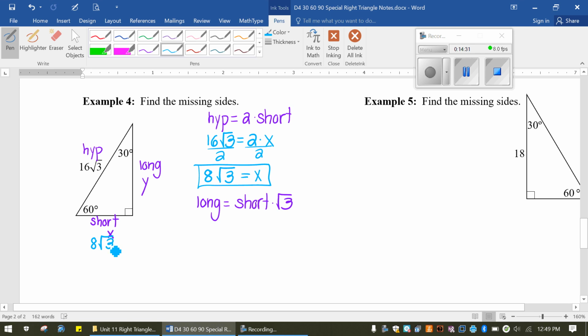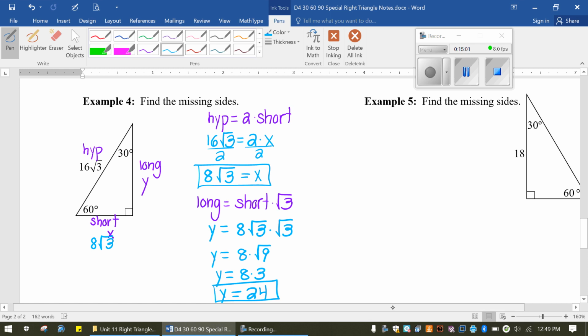I need the short leg to find the long leg. So the long leg I labeled with a y. My short leg turned out to be 8 root 3, and then I'm multiplying that by root 3. So root 3 times root 3 is square root of 9. Square root of 9 is 3, so 8 times 3 gives us a long leg of 24.